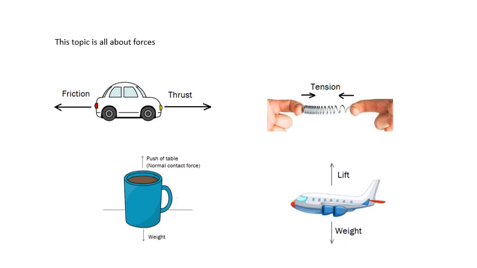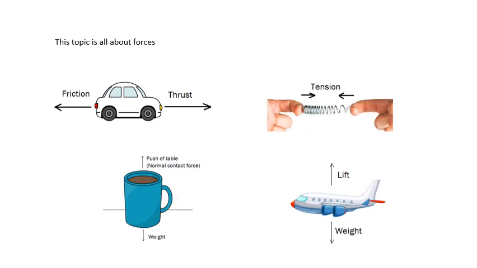This topic is all about forces. Okay, we're going to be talking lots about forces. Here are some examples of forces. Thrust, if you have an engine, the force pushing it forward is called thrust. Friction always tries to slow things down. It either tries to stop it moving or it tries to slow it down. Friction opposes motion. Tension, if we stretch this spring, it pulls back. It has tension inside the spring, we say.